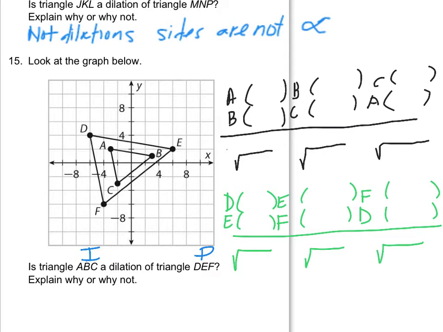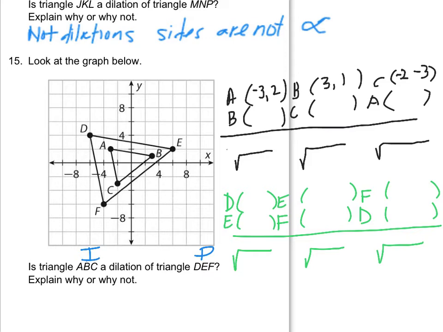So I'm going to put in my coordinates for A. So A is found at -3, 2. B is found at 3, 1. And C is found at -2, -3. Now I have the coordinates of A, B, and C.